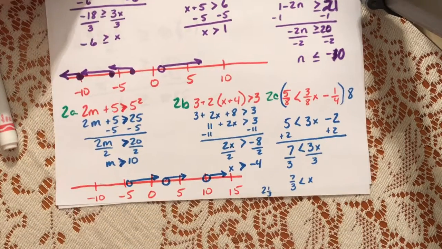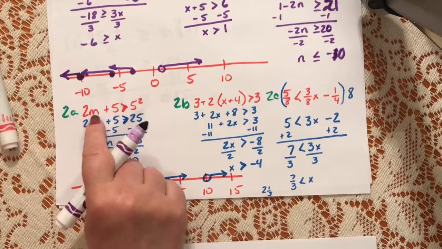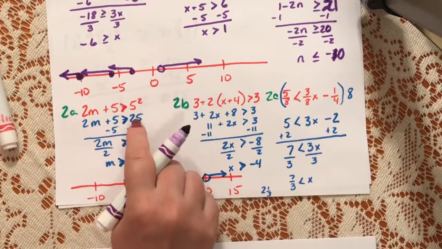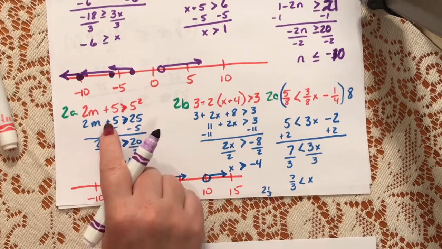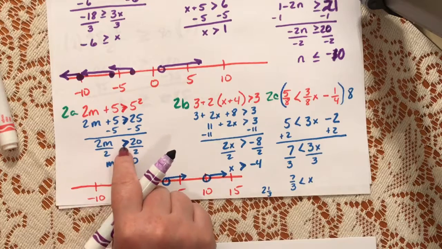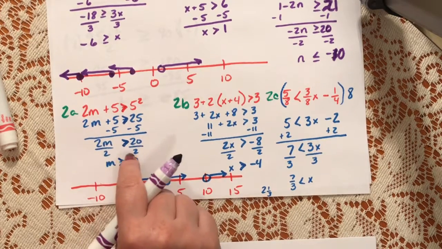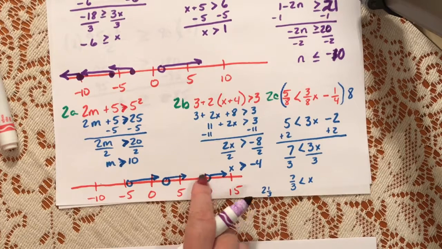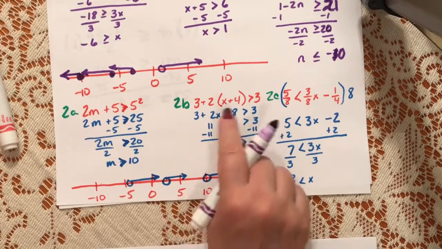Check it out, number 2. 2m plus 5 is greater than 5 squared. We're going to do that 5 squared, then we're going to subtract 5 from both sides. So now we have 2m is greater than 20. Divide each side by 2, and m is greater than 10. And here's our 10 with the open circle, and m is greater.